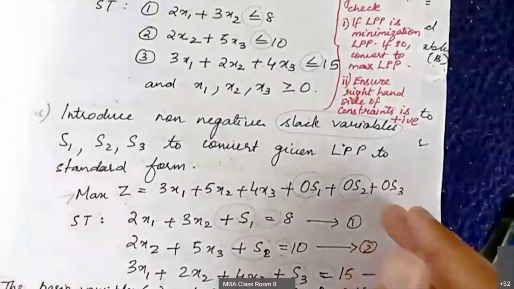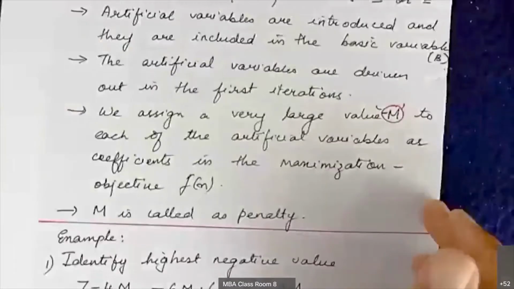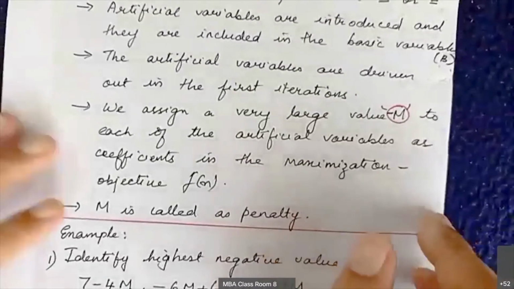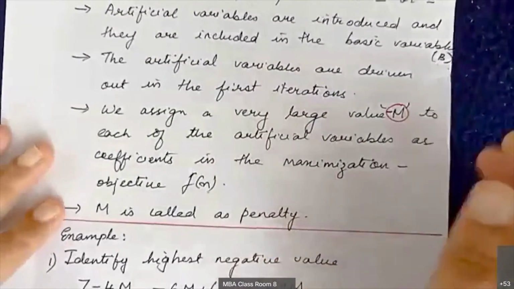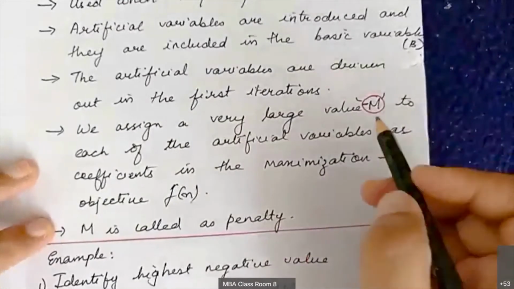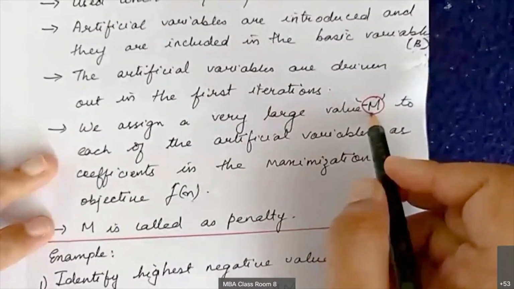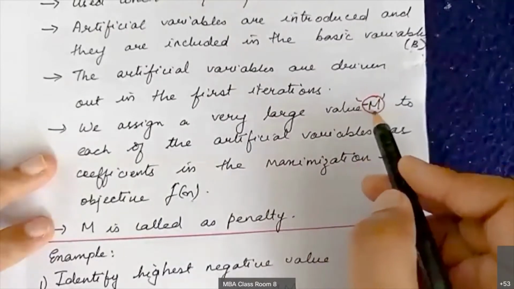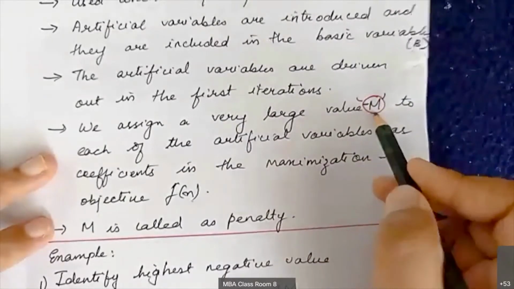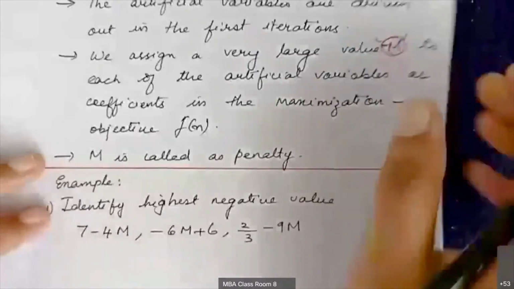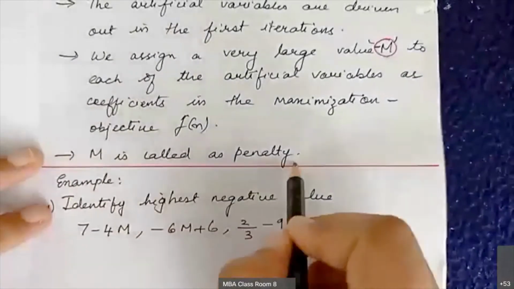Similarly, in the case of the big M method also, we are introducing artificial variables. Artificial variables have to be added in the objective function also. And what does this instruction say? In the objective function, the artificial variables should have a coefficient of minus M. You will understand it when we do the problem. And finally, M is called as the penalty.